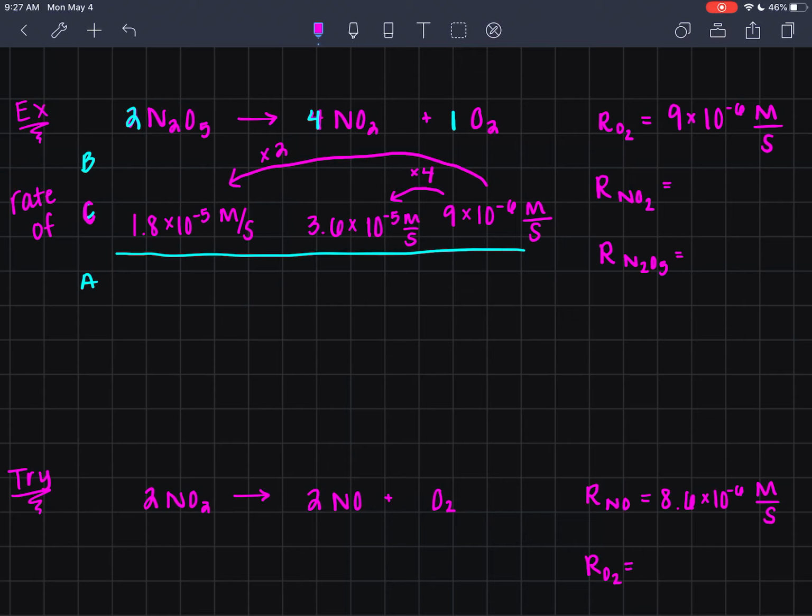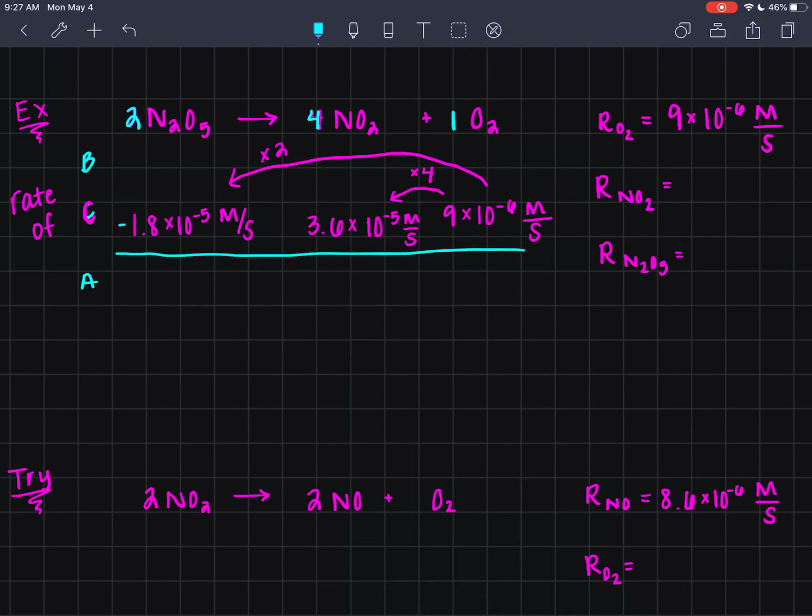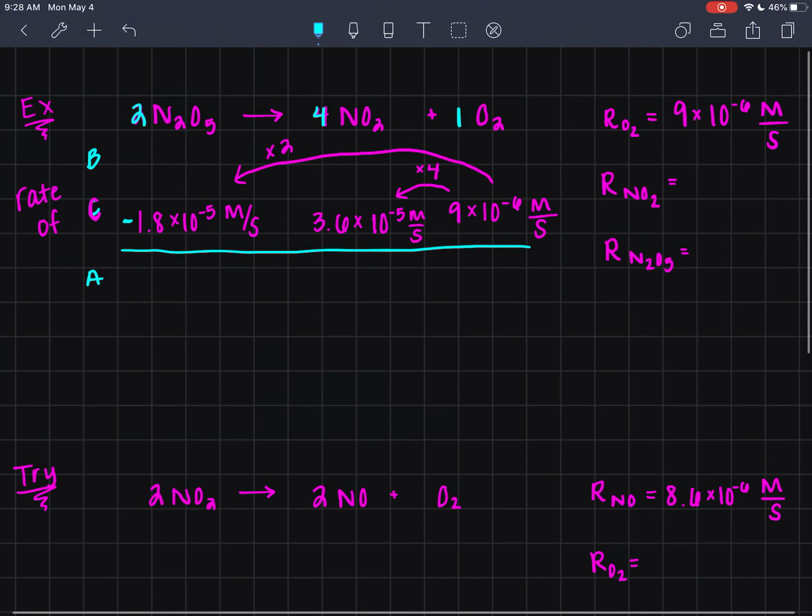So by looking at this, I have my rates for nitrogen dioxide and dinitrogen pentoxide. Now, the convenient part with the BCA table, you might be wondering, don't we normally consume reactants? So shouldn't this be a negative value? You are 100% right. It should be a negative value. We are consuming dinitrogen pentoxide. However, when we're describing the rate, we're going to make it a positive value. We're going to take the negative of that rate because we're going to describe reactions with positive rates.